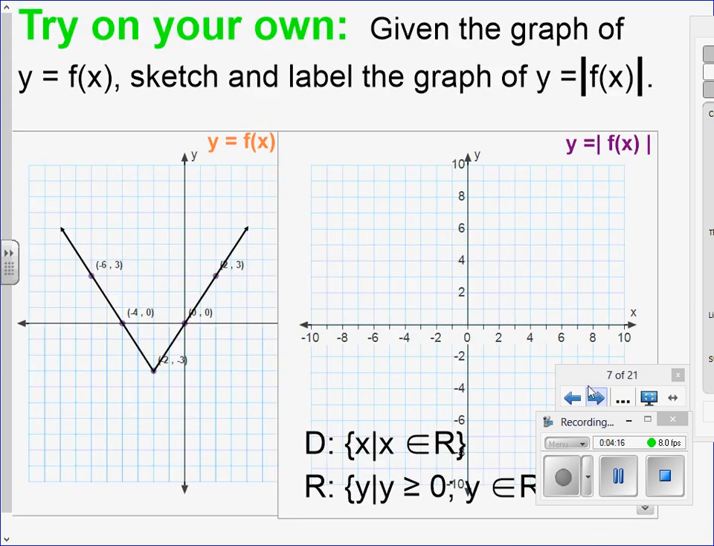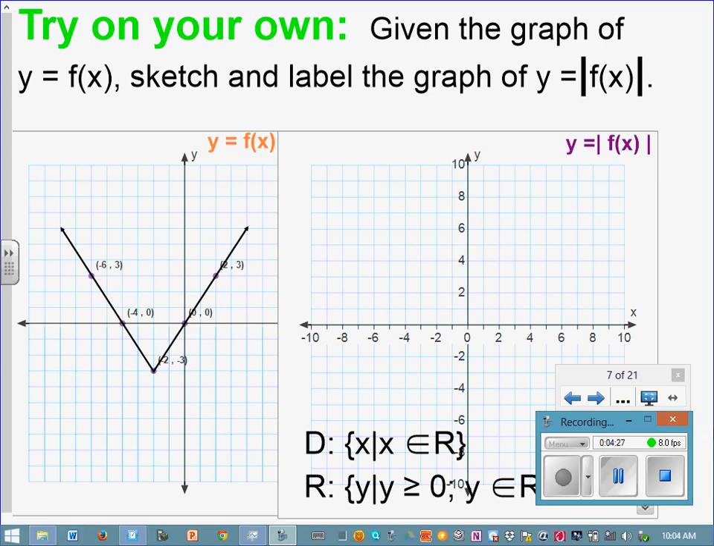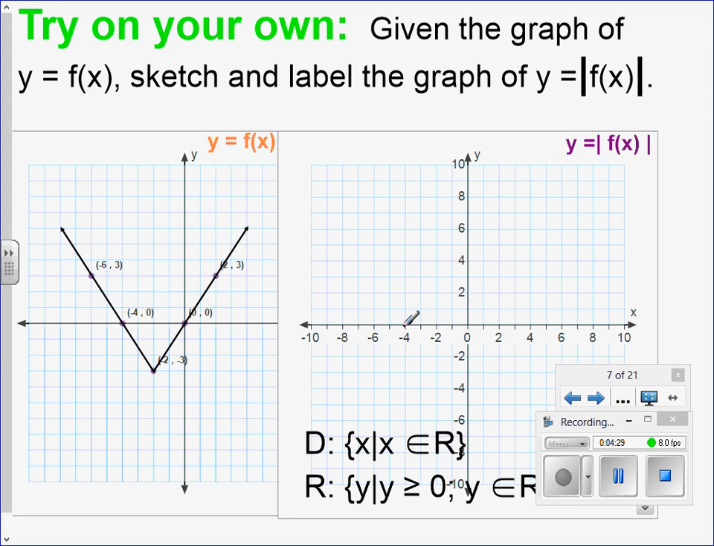So I want you to do the same thing for this graph here. Just pause the video. When you're done, hit play and compare your solution to mine. So following that same procedure, I'm going to look at the invariant points at -4 and 0. Those are the points on the x-axis. And everything that is above stays above. So I'll use that nice point 2 and 3 to give me a little bit of a shape.